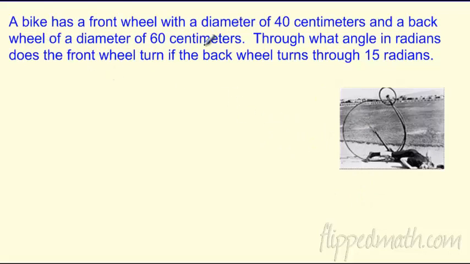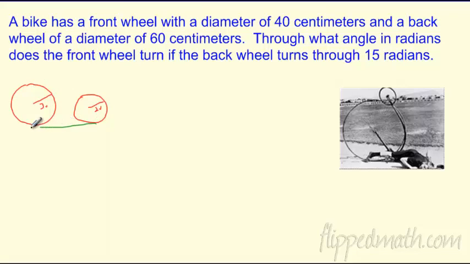So another bike problem. This time the front wheel is different than the back wheel. So we've got this big front wheel and the small back wheel, or vice versa. I don't know what the front and back is. And I got this going on through what angle? So I'm having a hard time with this. The front tire is 40. And is that diameter? So let's say it's 20. The radius is 20. The back tire has a diameter of 60, so we're going to say this is 30. So this is my bike.